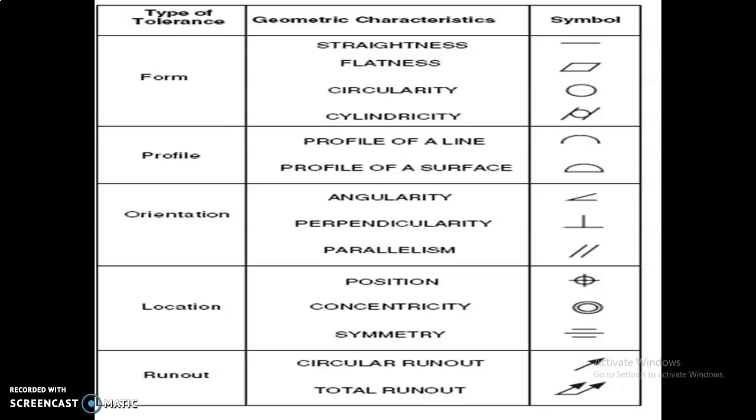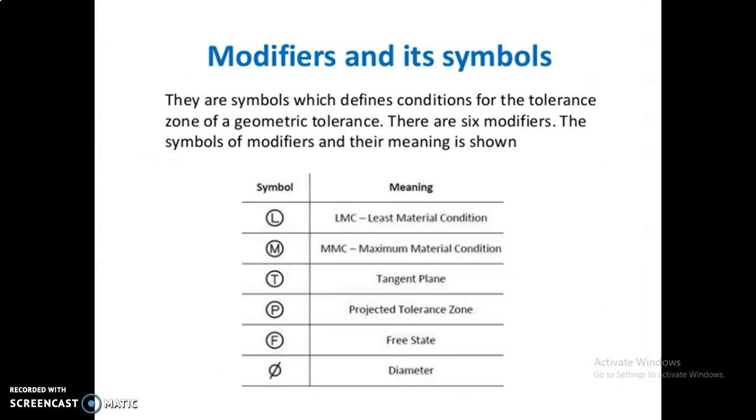Modifiers and their symbols. These are the symbols which define the condition for the tolerance zone of a geometric tolerance. There are six modifiers, and the symbols of the modifiers and their meanings are known. The modifier is used with the dimensional tolerances in a control frame. The symbols are L used for least material condition, M used for maximum material condition, T used for tangent plane, P used for projected tolerance zone, F used for free state, and the diameter symbol. So these are the modifiers and their symbols.